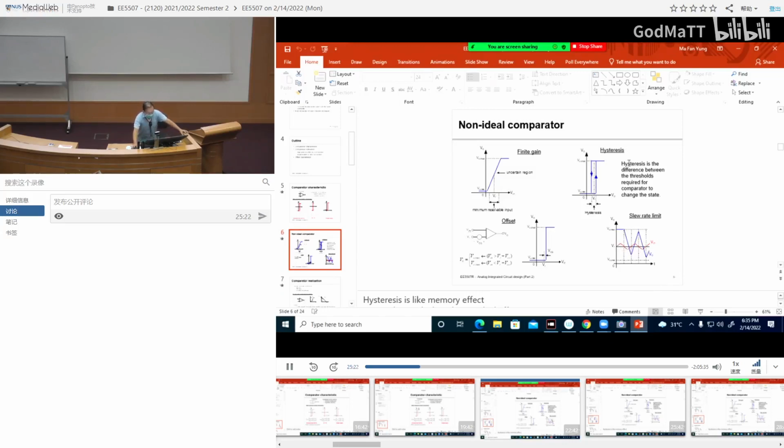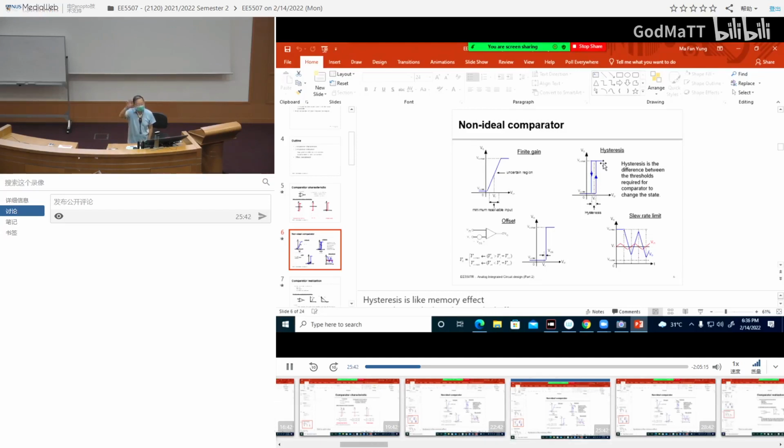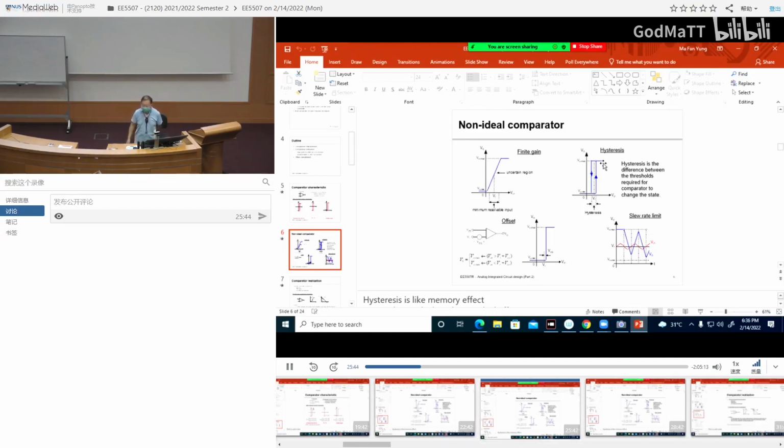Finally, the other good property of a non-ideal comparator is what we call hysteresis. This concept, hysteresis. Now, what is hysteresis? Anybody? Have you come across this term, hysteresis? Okay, you learn something new every day.